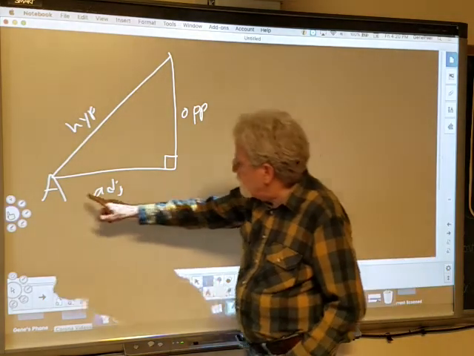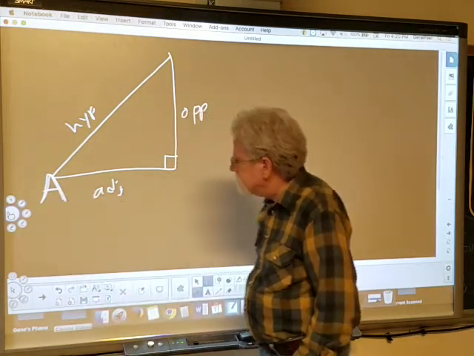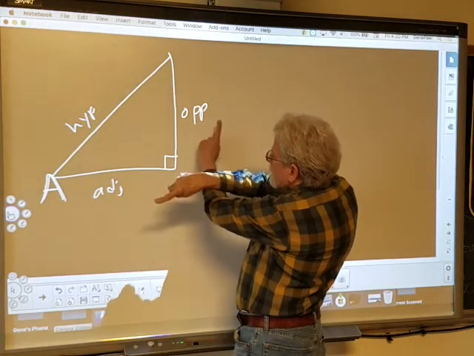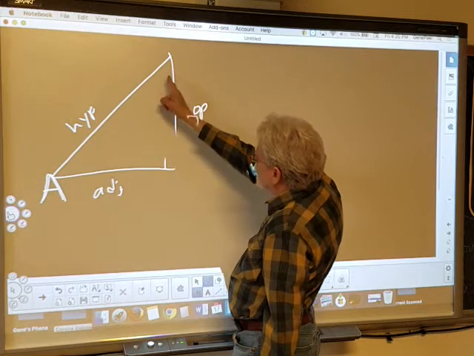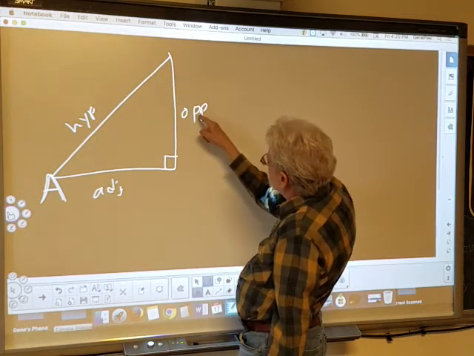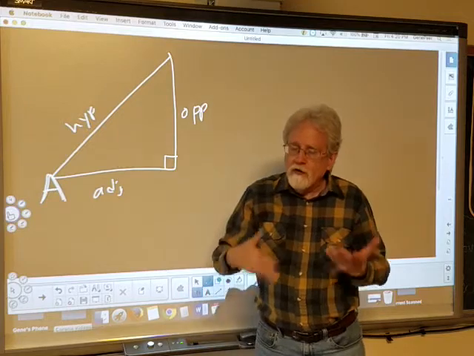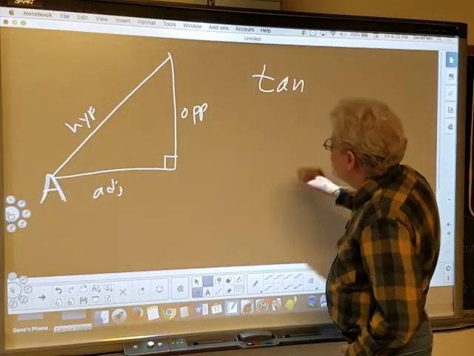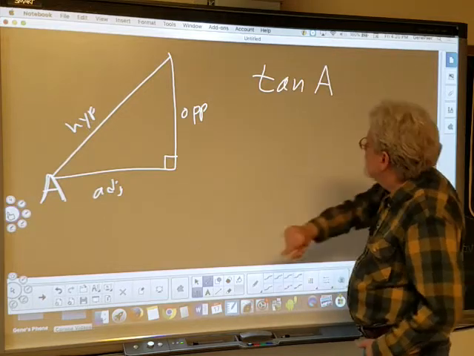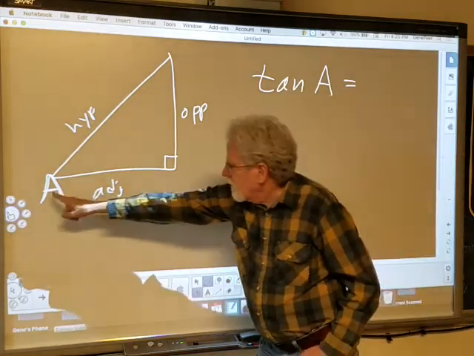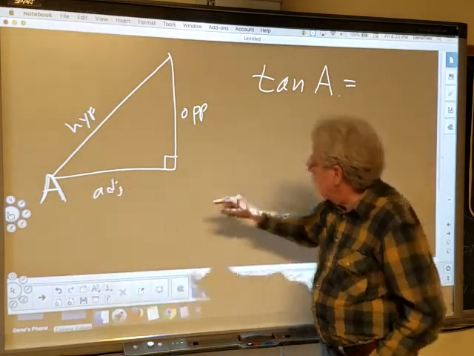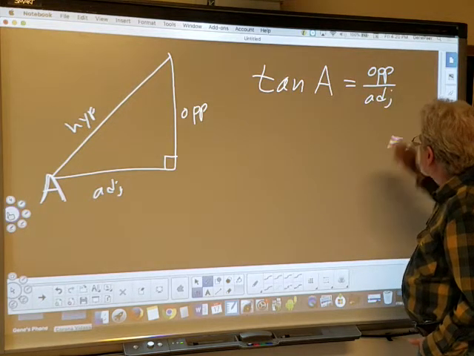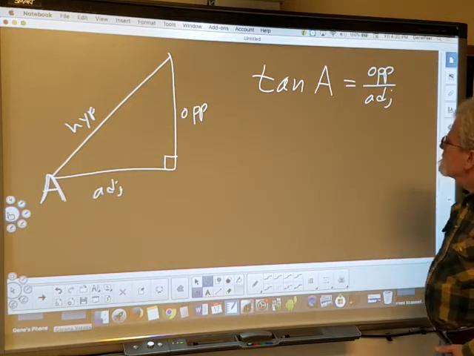This is all in relation to angle A. If we were looking at angle B, these two would swap roles. If we looked at this angle, then this would become the opposite, this would be the adjacent, but the hypotenuse is always the hypotenuse. What do we have so far? The tangent of angle A is its opposite over the adjacent. Opposite over adjacent. We've probably said that about 20 times by now.